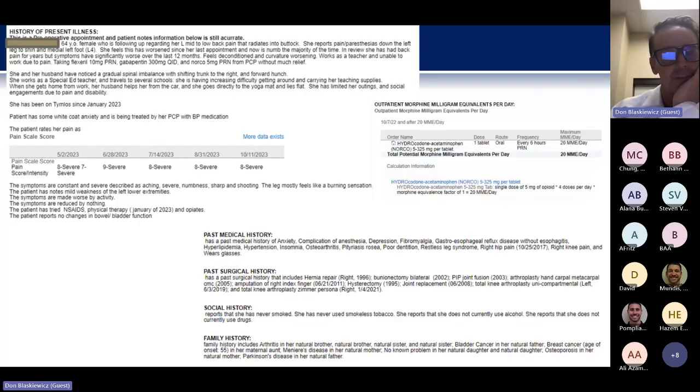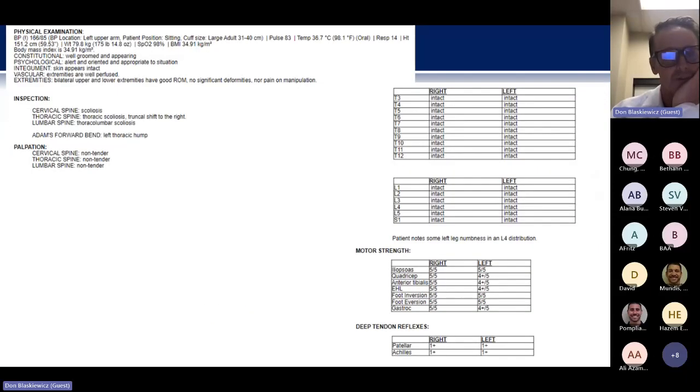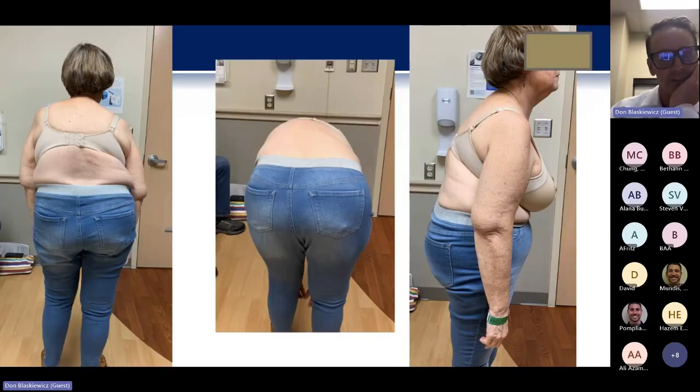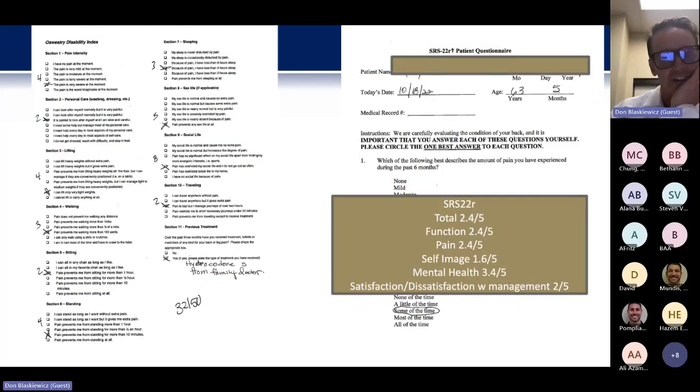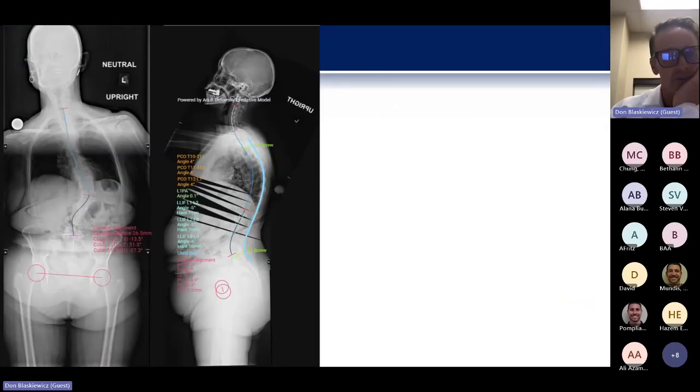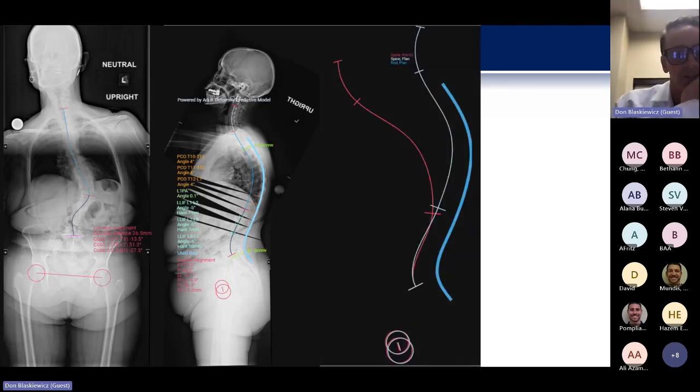And this is a case I did recently, and I think this shows my evolution with this. This was a 64-year-old female who was referred to me for deformity. She had some leg weakness along her concavity and some sensory changes. And these are her images, her SRS-22R. Overall, she was a 2.4 out of 5. And here are her pictures. So she was a pretty deformed gal.